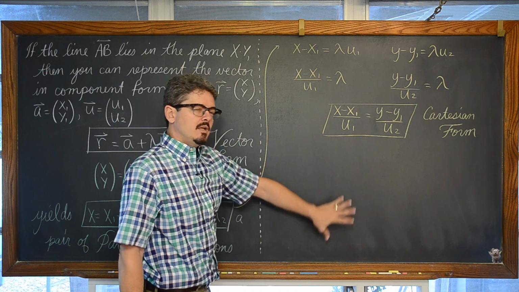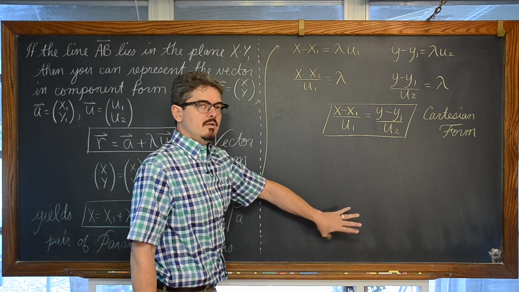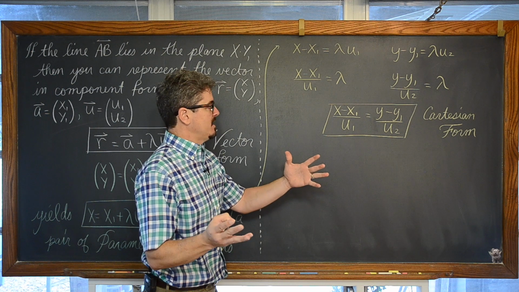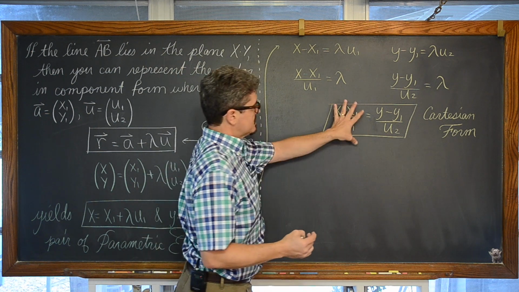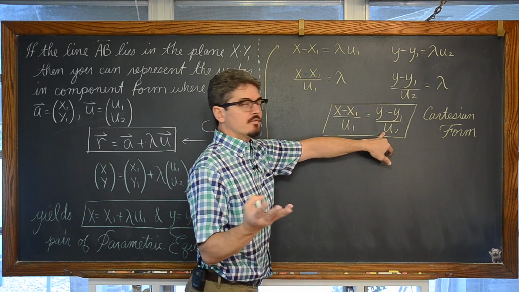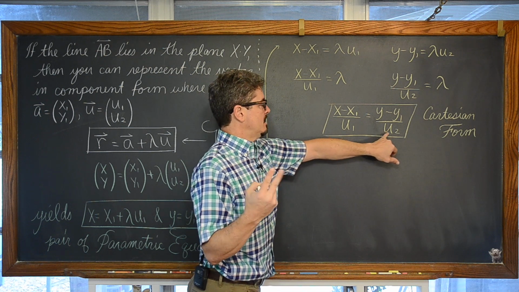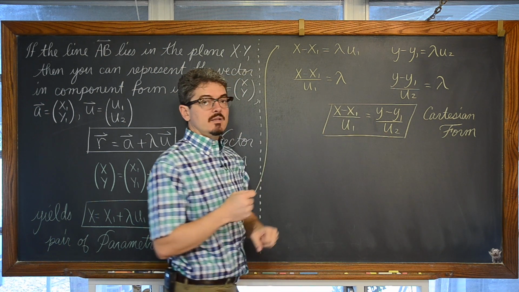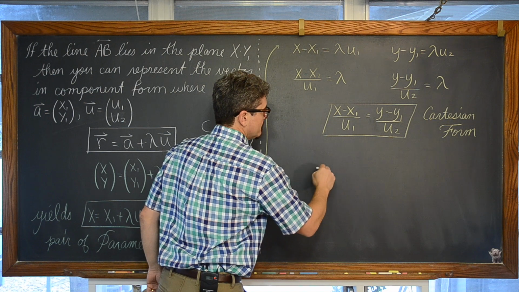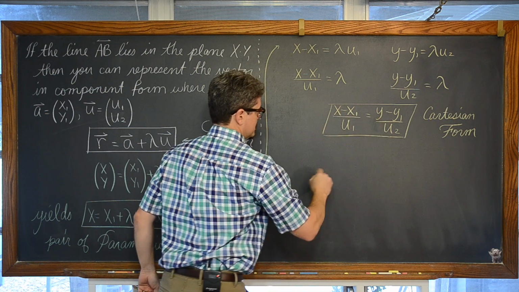If we need to get this into y equals mx plus b, we can take this Cartesian form, which is good for 3D, not that useful in 2D space. Multiply both sides by u sub 2, and we get, I'm also going to turn this around, because that's just an equal sign.